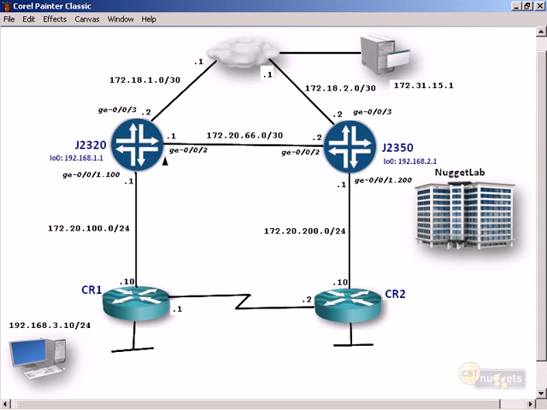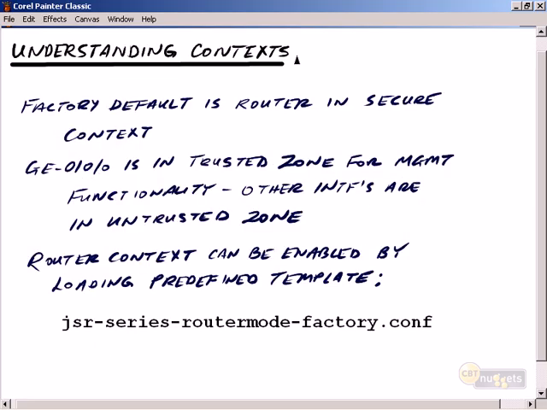So let's talk about the secure context and the router context and how it would apply to our Juniper routers. Now, ever since about Junos operating system version or build, I think, 9.3 maybe, by default, when the router comes shipped from the factory, it's going to go through the initial startup and configuration, and the router is going to be placed in what's called a secure context. So really what happens is, out of the box, your router is pretty much hardened, okay?